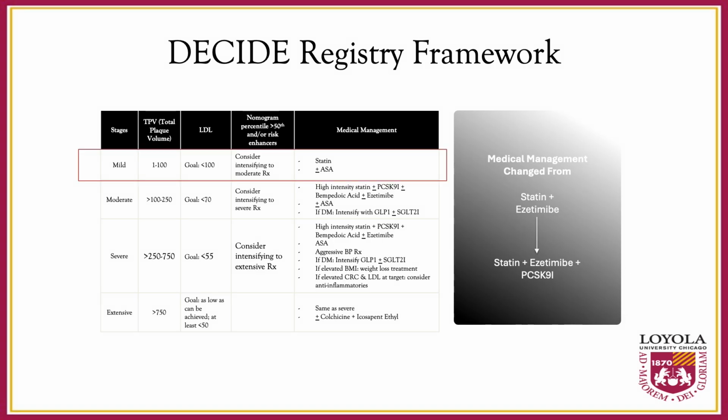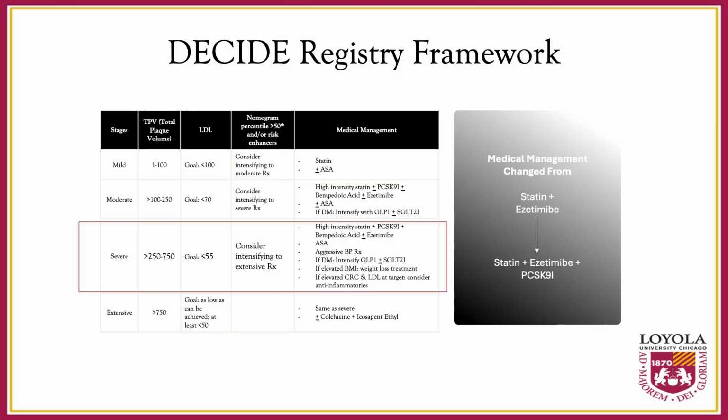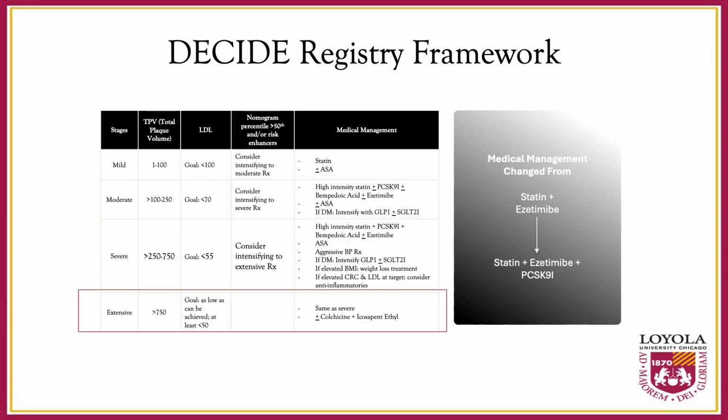So mild is in the 1 to 100 range, moderate in the 101 to 250 range, severe in the 251 to 750 range, and extensive being greater than 750. Now, this may be a nice starting point as you think about your patient's decisions. Real world impact on this medical management is being studied in the DECIDE registry, which is the largest prospective registry of its kind with a target of approximately 20,000 patients.